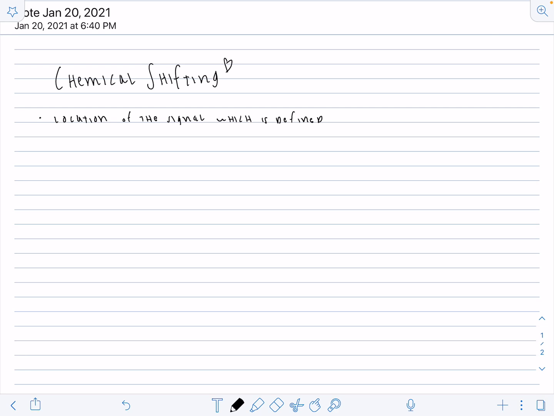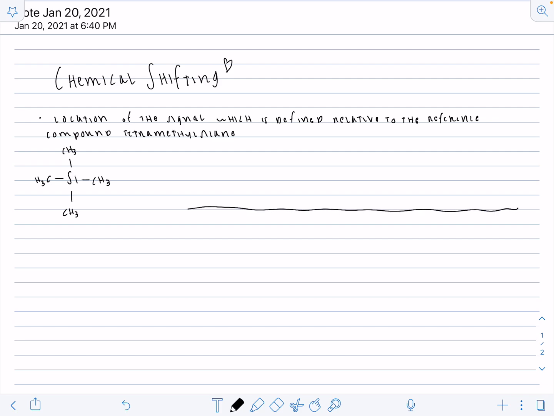So the location of the signal is defined relative to the reference compound, tetramethylsilane. Sorry, my handwriting is... We're using tetramethylsilane as our reference compound because it has a chemical shift value of 0 in a spectrometer. So we use tetramethylsilane as our reference point for all other chemical shift values. For most organic compounds, the signals produced will be between about 0 and 10 ppm. And ppm just stands for parts per million.